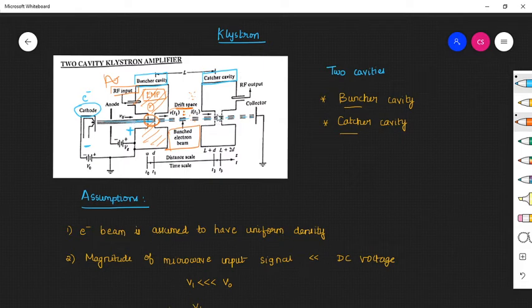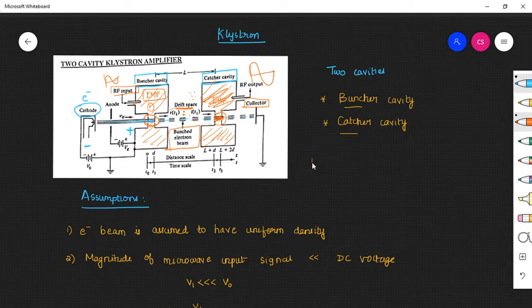This large amount of energy is enough to induce another electromagnetic field when the electrons reach the catcher cavity, and this EMF is much stronger when compared to the field in the buncher cavity. This strong EMF is what is responsible for producing the amplification of the signal. The electrons, after transferring their energy, which is responsible for the amplification process, are finally collected back at the collector, which is grounded. So this is the working principle of a two-cavity klystron amplifier.